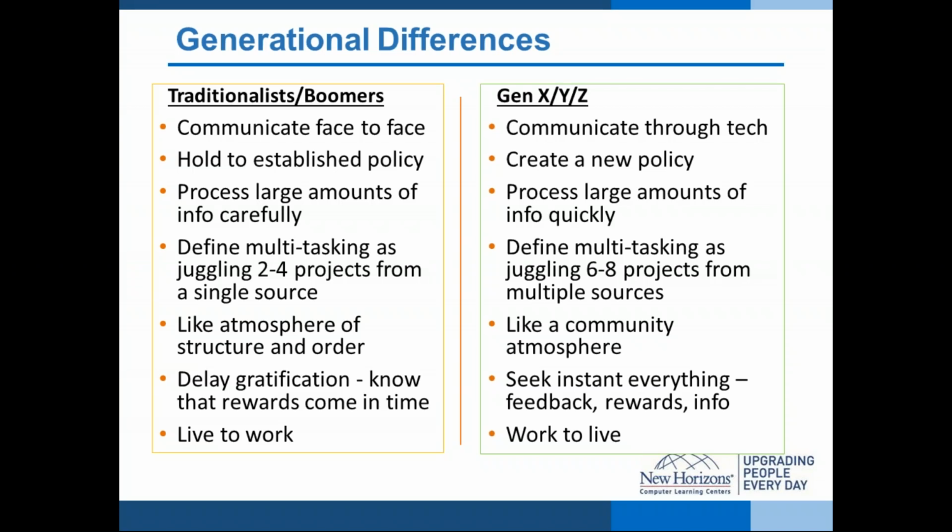One group likes this atmosphere of structure and order. Gen X, Y, and Z like a community atmosphere. Traditionalists and boomers delay gratification. They know that rewards come in time. Whereas Gen X, Y, and Z, they seek instant everything: feedback, rewards, information. And then finally, traditionalists and boomers live to work, and Gen X, Y, and Z work to live. So those are some fundamental differences between the generations. And I think it's also really important to understand similarities.